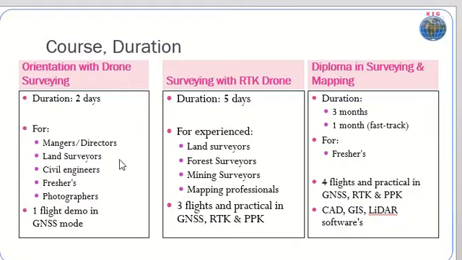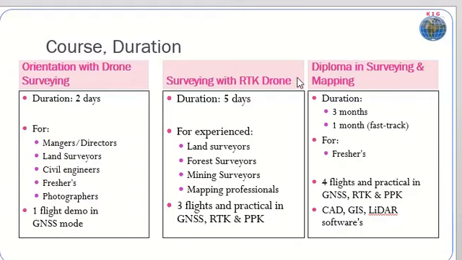At the end of the drone survey orientation course, you will understand the complete workflow of drone land surveying. That covers land survey drone flight planning, land surveying flight execution, processing drone data, and exploring the drone surveying output. This course has a one-flight demo in GNSS mode. Flight execution will be demonstrated by the instructor.